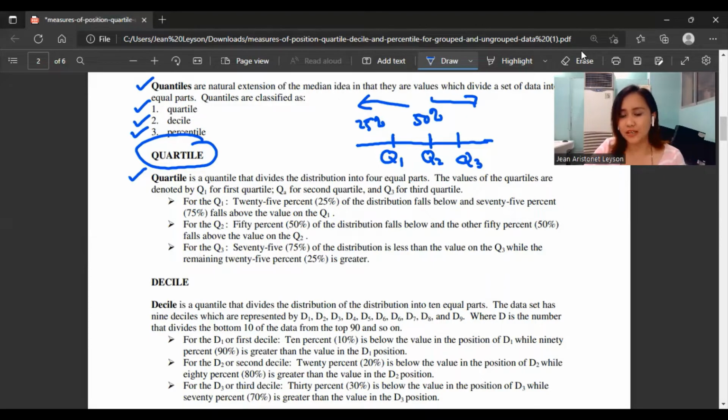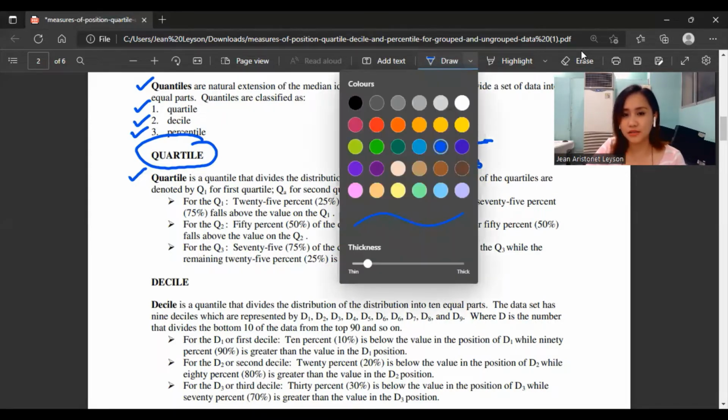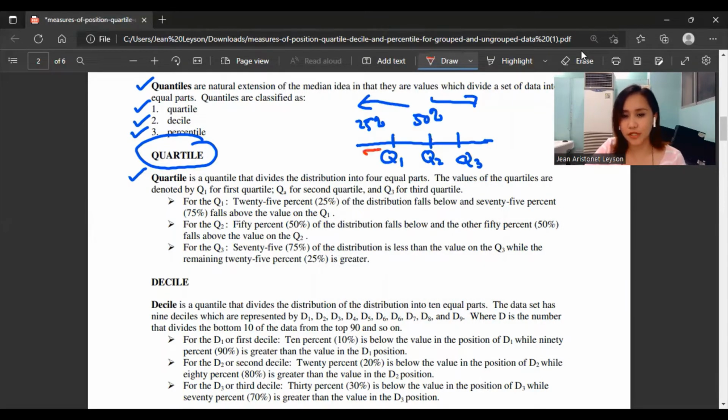So if we add these values, 25 and 50, that's actually 75%. That's below Q sub 3. And the remaining part right here, that's the remaining 25%. So if you can see, there are 1, 2, 3, and 4 parts. So just imagine that those are equal, okay?